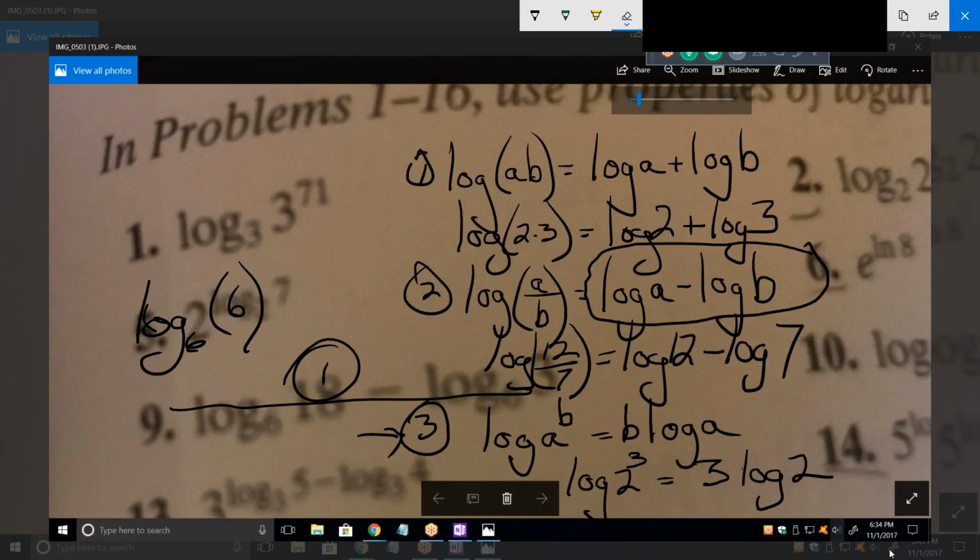Now, can I erase these rules? Yeah, you can. I have them written down. Let me erase them, and let's go back and do 2, and let's do these in proper order.